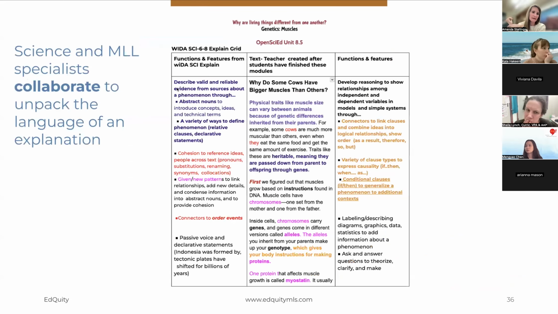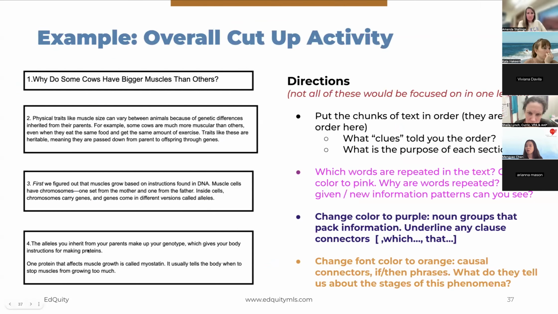So if we look over here, WIDA says that we describe valid and reliable evidence from sources about a phenomena, and we define it through different kinds of clauses, right? We also might notice more complex language, like theme and rheme, which words are repeated in the text.